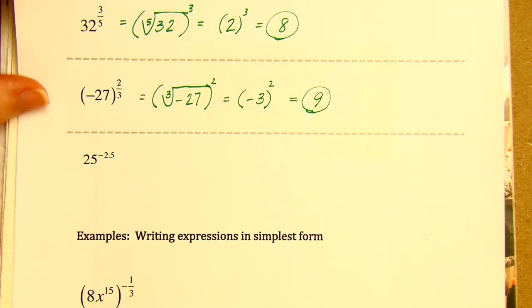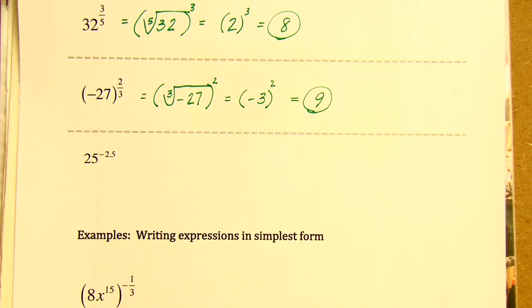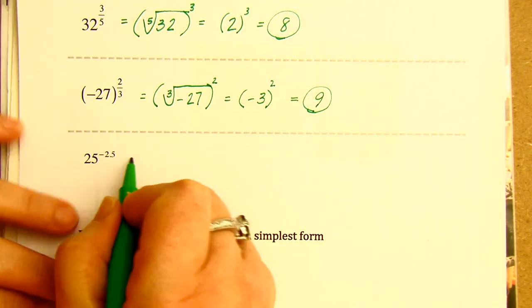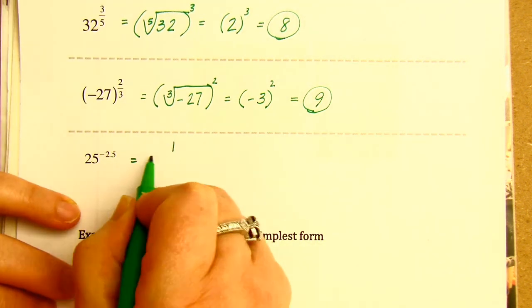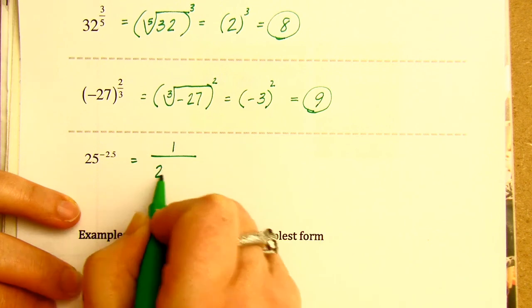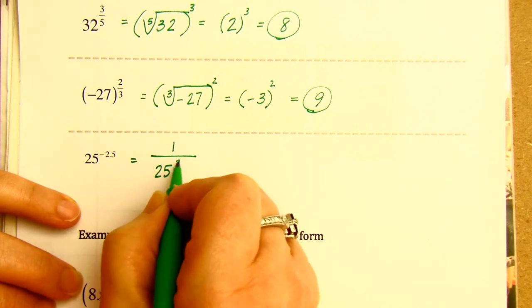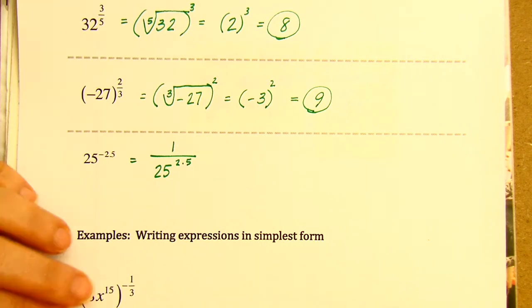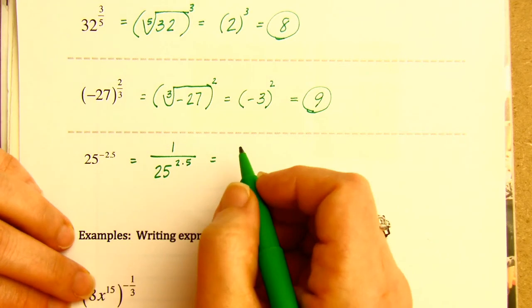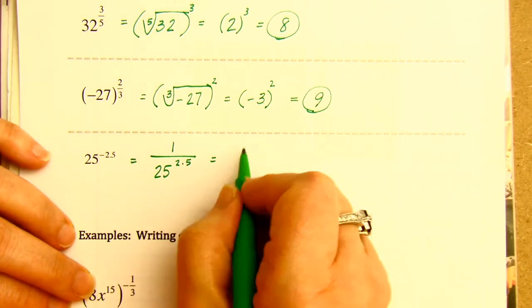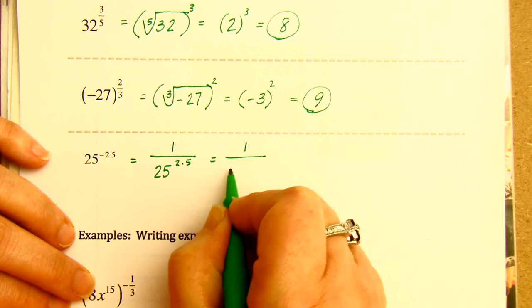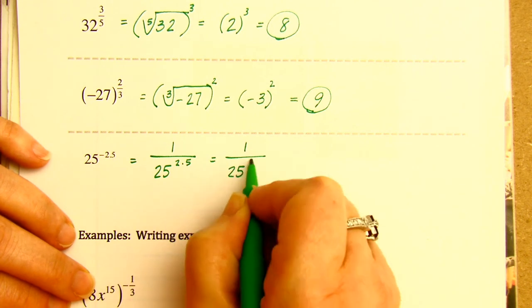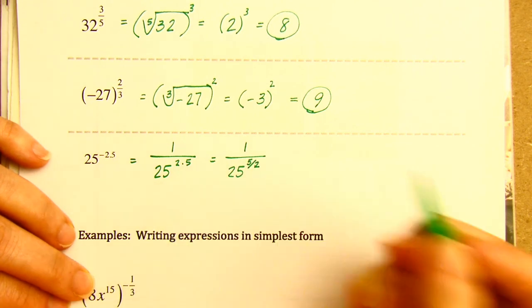Next example, we've got a decimal. This is negative 2.5. So what I'm going to do first, so I don't confuse myself, is write this as 1 over 25 to the positive 2.5. Now 2.5 is 2.5, and I want to convert that to a fraction, right? I don't want mixed numbers. 2.5 is 5 over 2, so this becomes 1 over 25 raised to the 5 over 2 power.